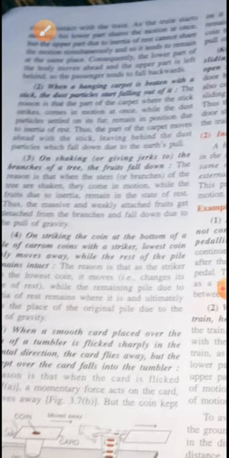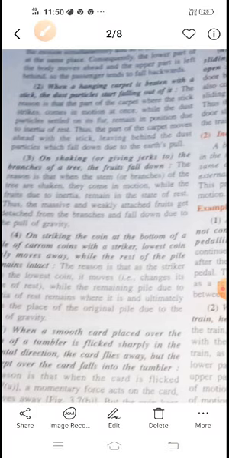So you can see, when a hanging carpet is beaten with a stick, the dust particles start falling out of it. Yes or no? Okay, imagine you will be having the carpet hanging. I'm not going to place a carpet. Imagine it is hanging. You know how it does, it will hang.